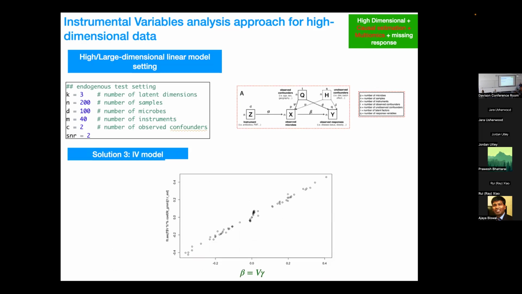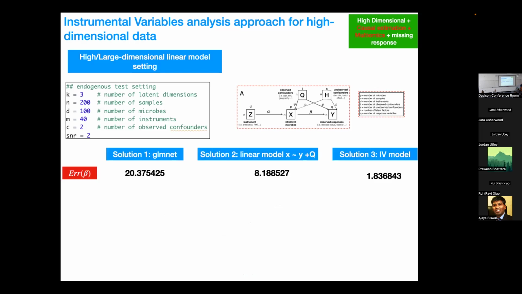And this is what our IV approach is like. So using our IV approach, where we take into account all the instruments, we see much better recovery. And to quantify all these things together, if we choose the opposite directionality and use GLMNet and that kind of framework, you end up with really, really large error.